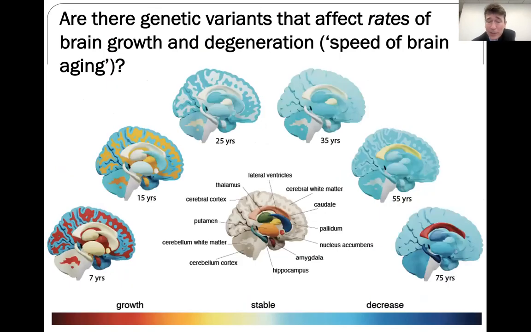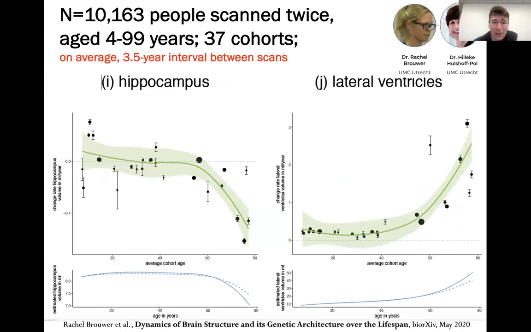Another application, very interesting for drug companies, is to look at people who've been scanned twice, look at the rate or speed of brain aging, and see if there are any markers in the genome that influence that. This is a study by Rachel Brouwer and Hilleke Hulshoff Pol where 10,000 people were scanned twice. 37 cohorts of data were used.